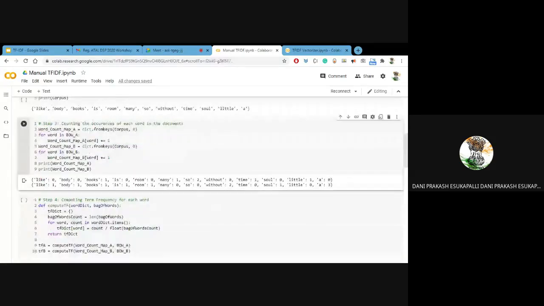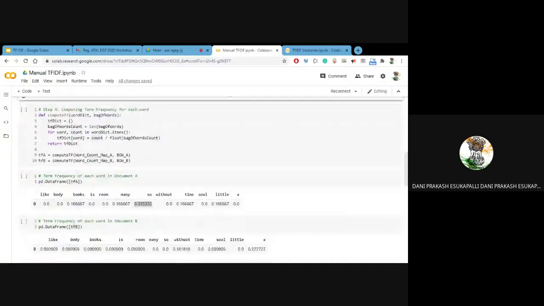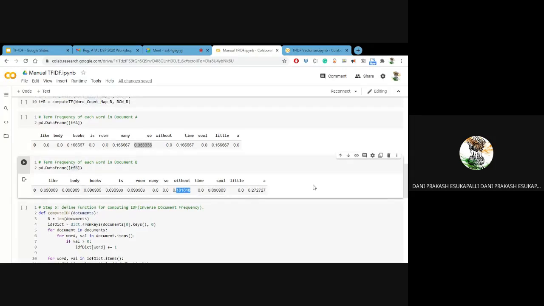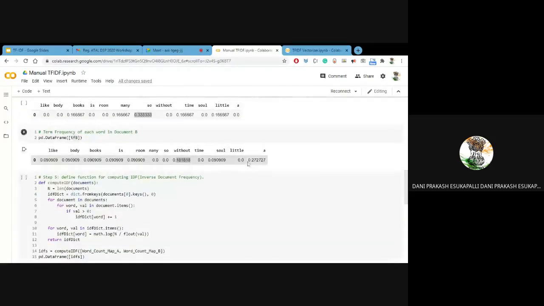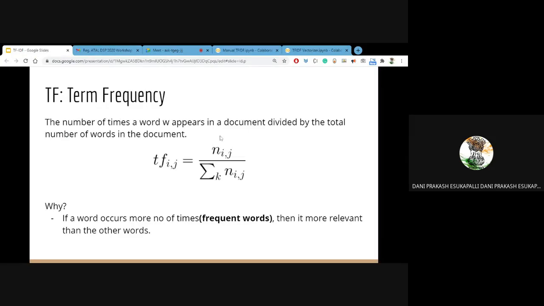Since in this second document "without" is occurring twice, that's why the term frequency for "without" is higher, 0.18. And even "a" is occurring 3 times, so we can see that "a" also has a good value relative to those, its value is higher. So we have computed the term frequency for each word.